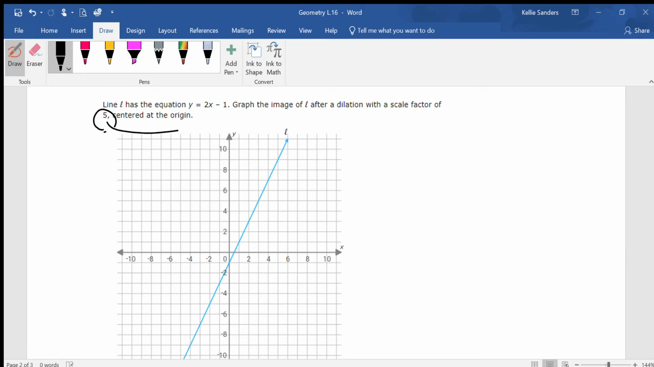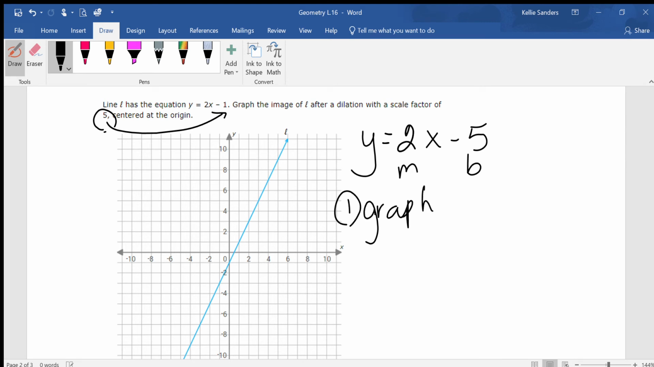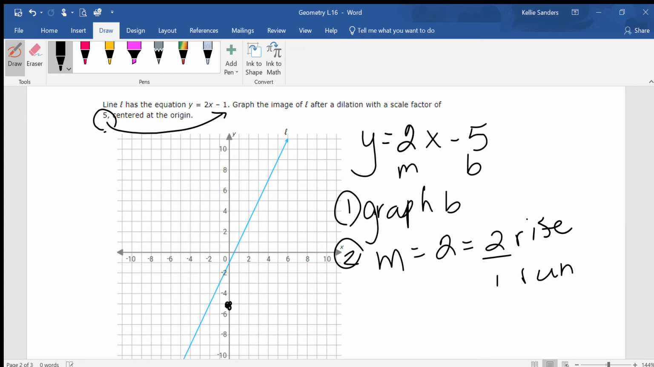Same kind of situation. We're going to take that 5 and multiply it to the 1. So y equals 2x minus 5, because 1 times 5 is 5. This is your m, this is your b. Step 1, graph b, which means where does it cross the y-axis? At negative 5. Then you're going to do the slope, which is 2, or 2 over 1, because rise over run. So we're going to rise 2, and we're going to run 1. And then your computer will make that line.